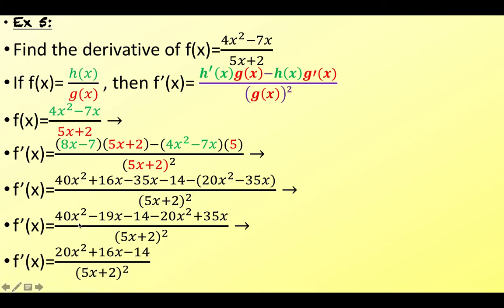So 40x squared minus 20x squared, that's 20x squared. Then we have negative 19x plus 35x is 16x. And then we're left over with just a negative 14. Then all over the bottom squared. So the top is already simplified as far as it can be. As I mentioned, you could feel free to just FOIL this out if you want to, but it's perfectly okay to leave it as is.